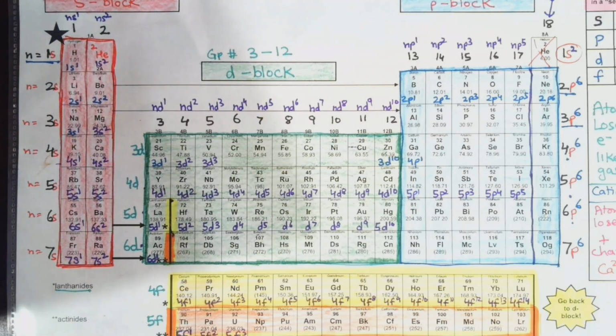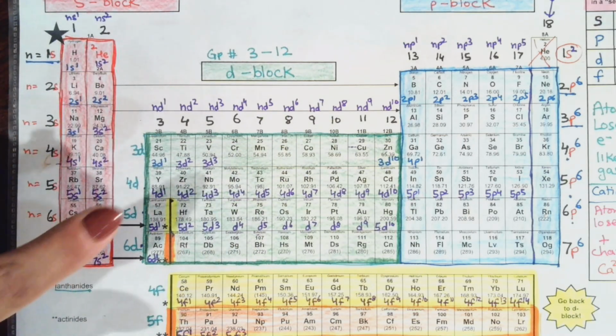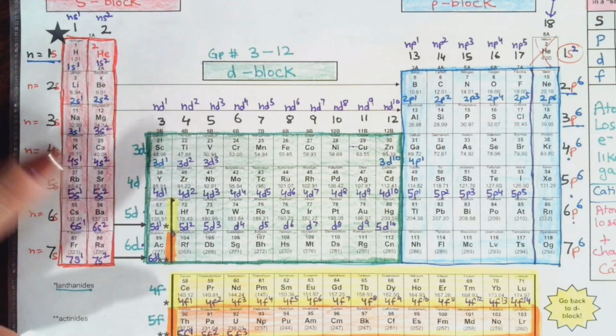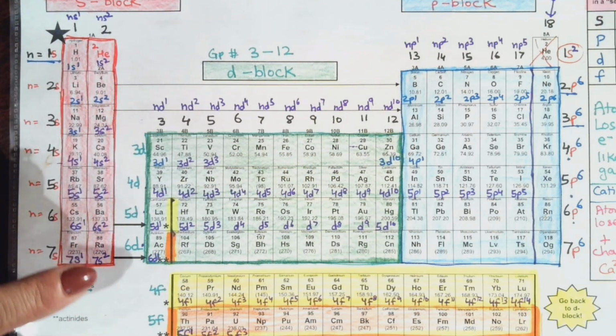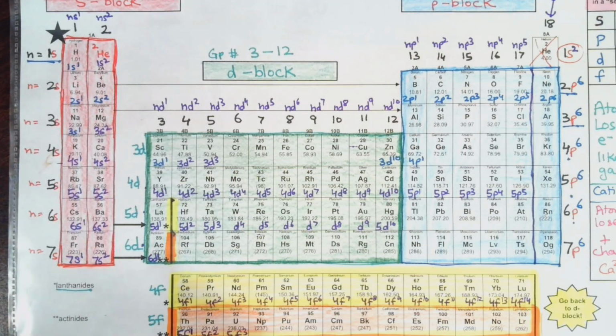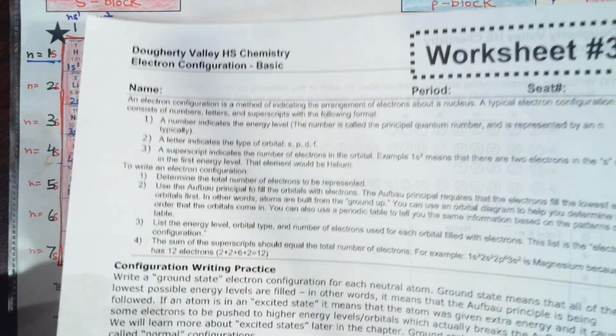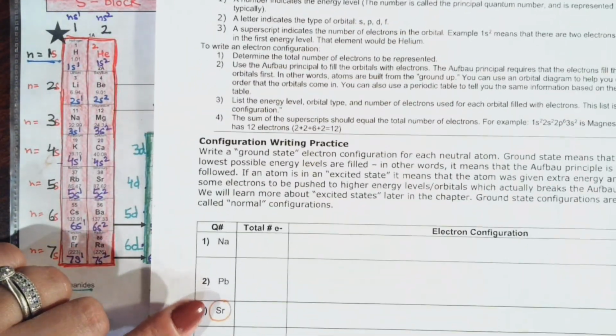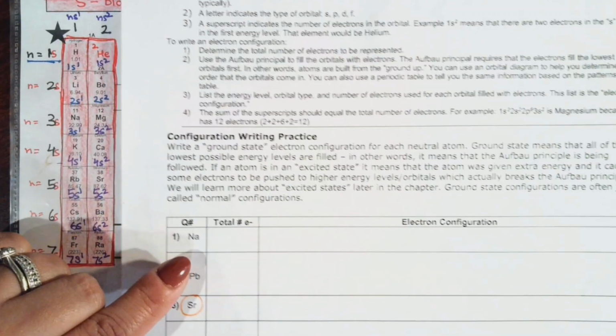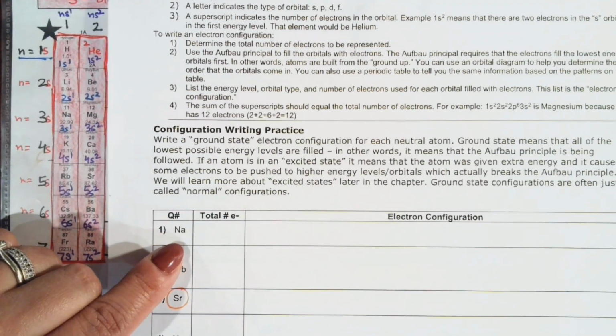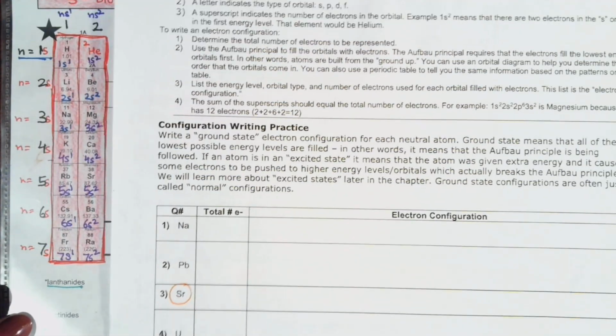Hello everyone. In this video we're going to use our periodic table that we filled to write down the electron configuration. I'm going to do some problems on worksheet number 3. Let's start with sodium. How do we write down the electron configuration of sodium using the periodic table?